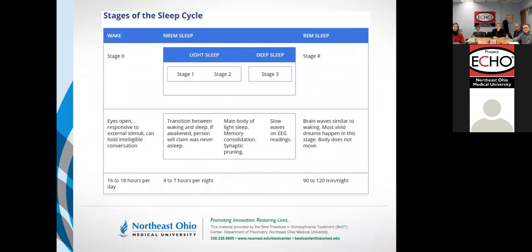And this just graphically shows different stages of the sleep cycle, and depending on how much sleep we are getting through the night, the different changes that occur to the body in terms of temperature, brain waves, everything.